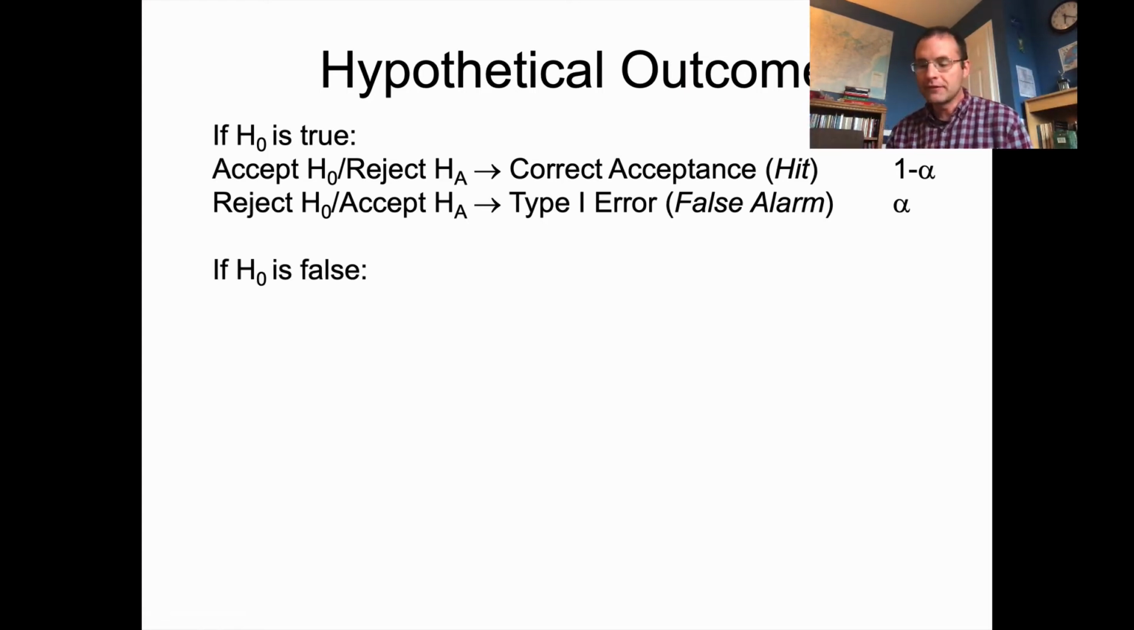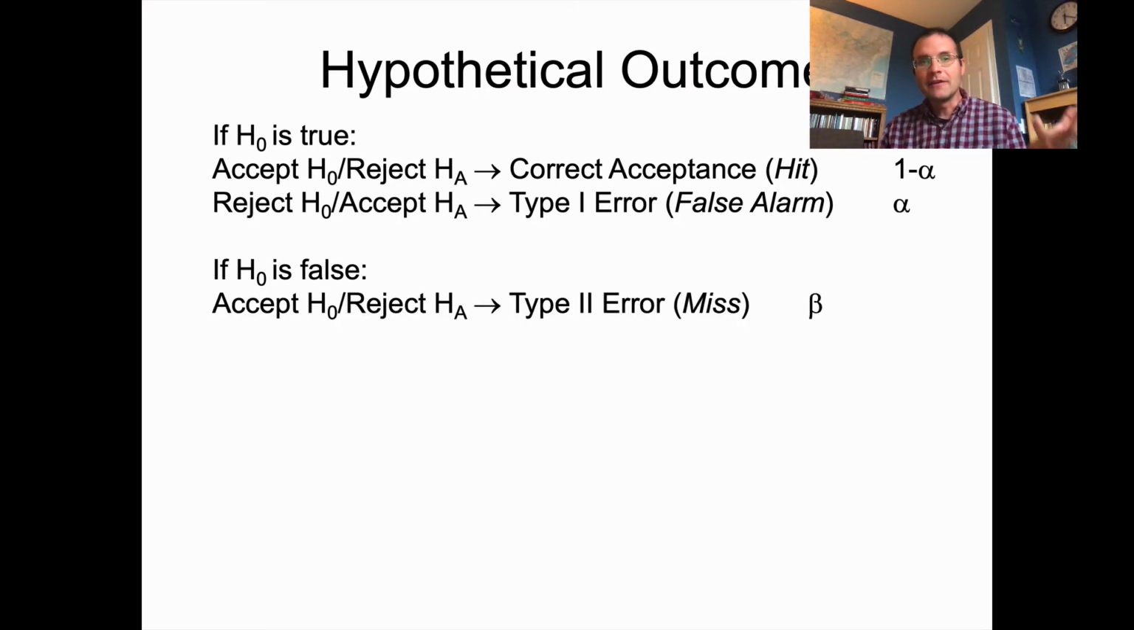Okay, so if the null hypothesis, on the other hand, is false, then if you accept the null hypothesis, even when it's objectively false, that's a different kind of error. This is called a type 2 error or a miss. In this particular case, something is actually going on because the null hypothesis is false, but we think that nothing is going on. And so that's just a miss. We're missing a pattern when we should be seeing it. And that relates to this Greek variable beta.